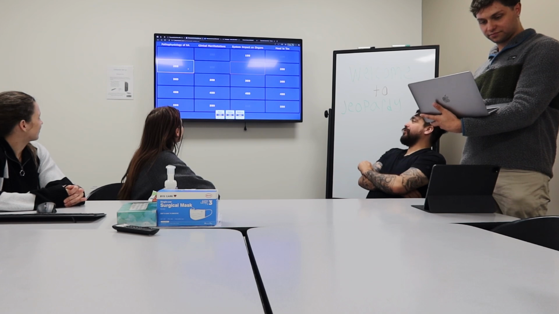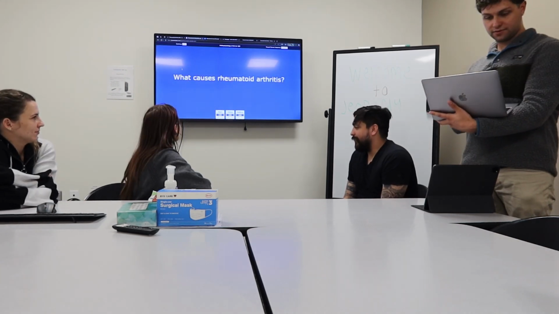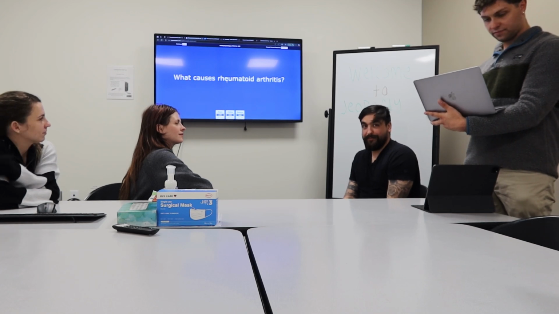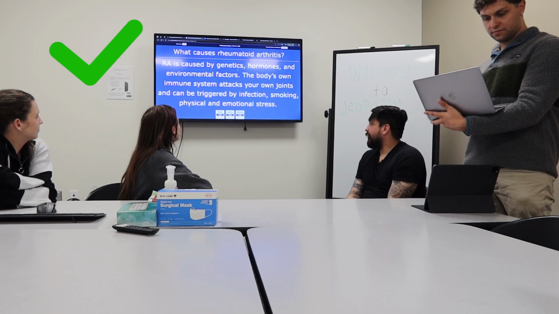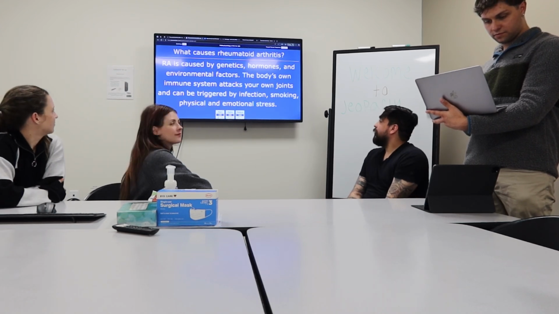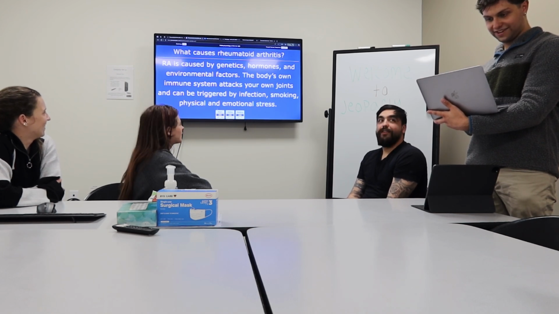Pathophysiology of RA for 200. What causes RA? Just name a few. Genetics and aging. Correct. Amazing! And hormones and environmental factors. And you give me 500.